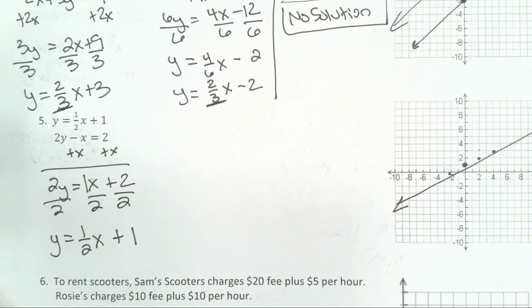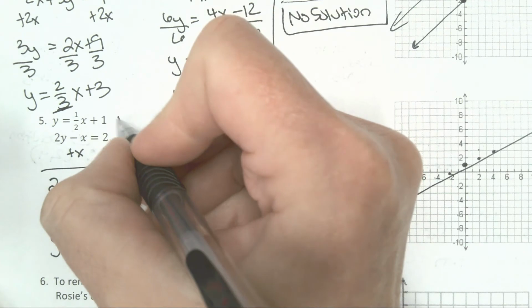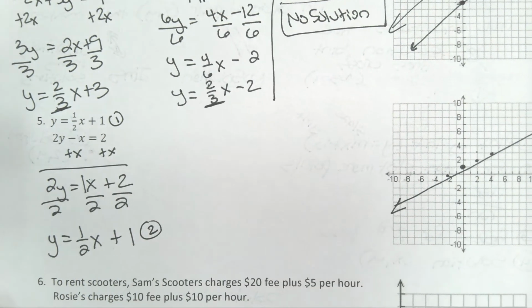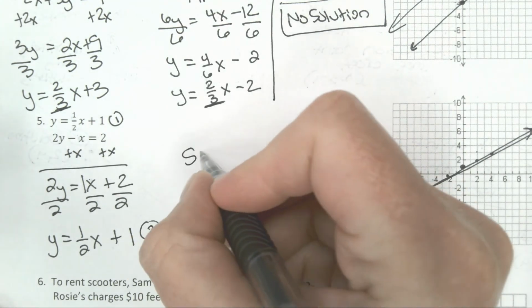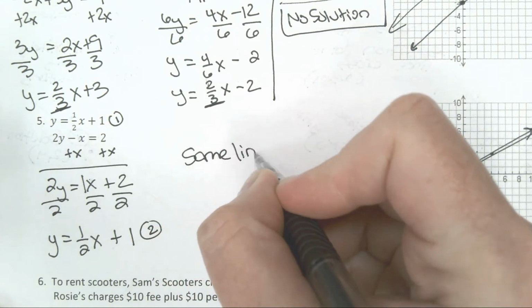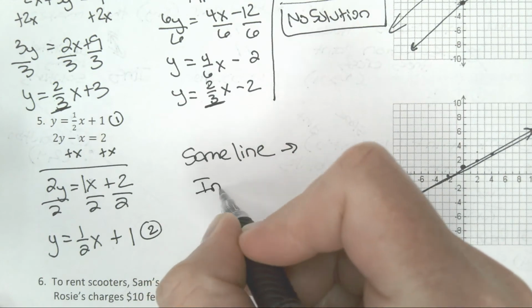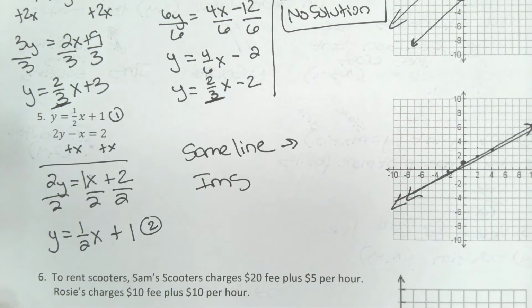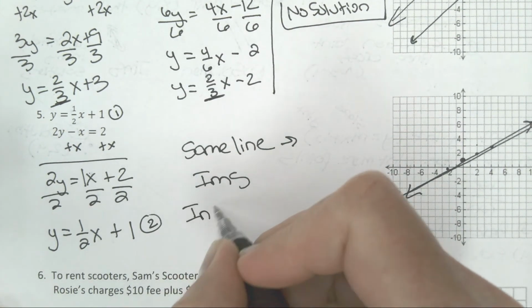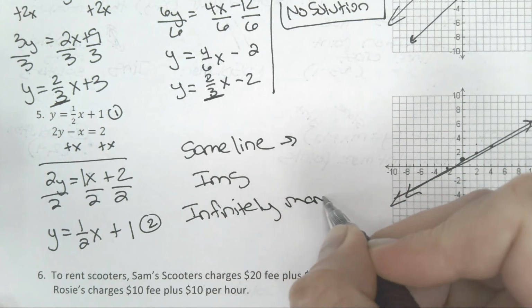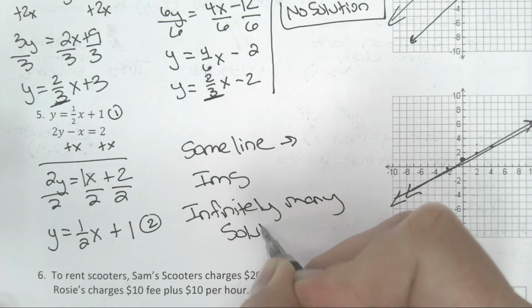Wait, that's the same line that I just graphed. So this is line 1, and this is line 2, which is the exact same line. So when you have the same line, when you solve them, we call this, I usually abbreviate to IMS, it stands for infinitely many solutions.